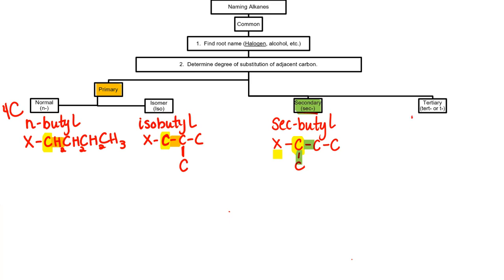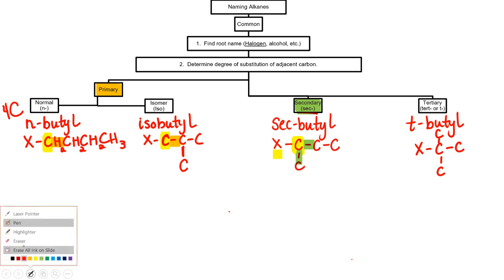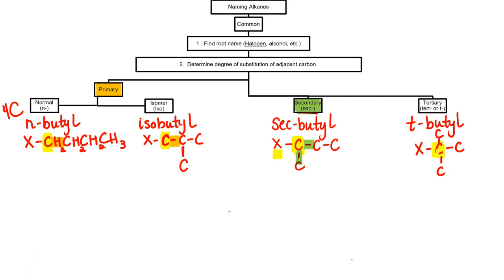So what does it mean to be tertiary or to have T-butyl? Well, we need this carbon attached to the functional groups to be attached to 1, 2, 3 other carbons. So what do we have then? Well, we have this carbon of interest, the one attached to our functional group, and we have it attached to 1, 2, 3 other carbons. That's what makes it tertiary.